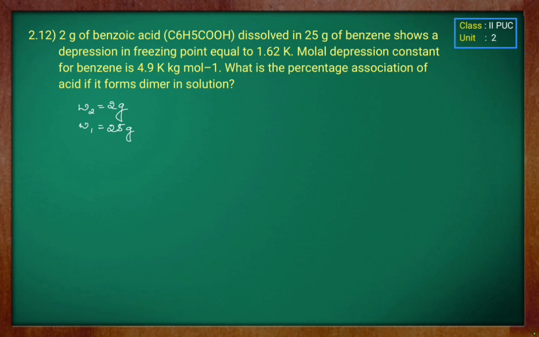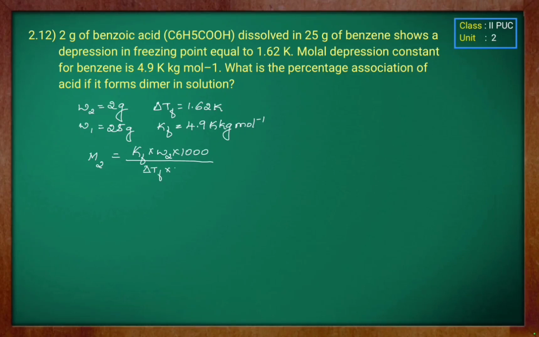Shows a depression in freezing point equal to 1.62 Kelvin. So delta TF is given to us, 1.62 Kelvin. The molal depression constant for benzene is 4.9 Kelvin kg per mole, so the value of Kf is 4.9. What is the percentage association of acid? So we need to calculate percentage association. In order to do that, in the beginning, we shall calculate the molar mass of benzoic acid, its normal molar mass as well as the molar mass that is observed with respect to the solution that is given to us. Using all these data, we can calculate the molar mass of benzoic acid, that is M2 is equal to Kf into W2 into 1000 divided by delta TF into W1.